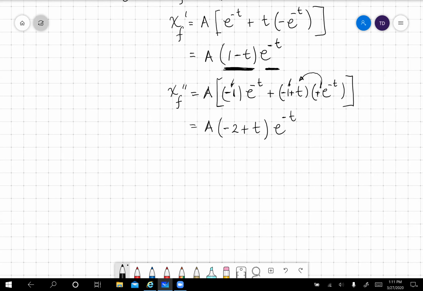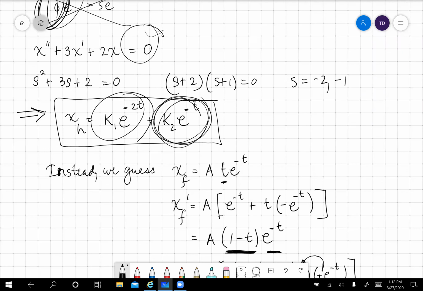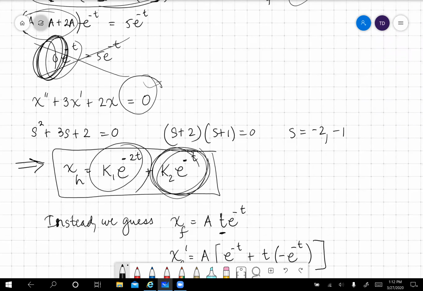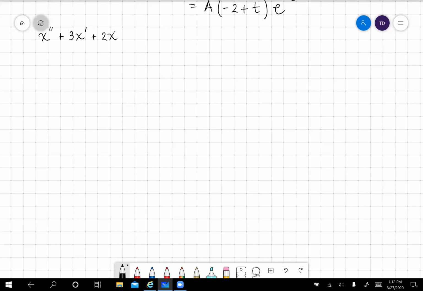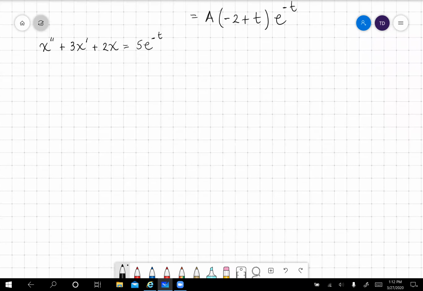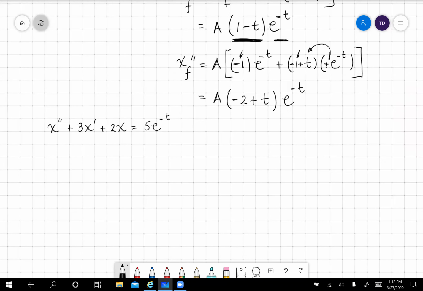So as a reminder, the differential equation looked like x double prime plus 3x prime plus 2x. And all that from the beginning was 5. If you remember, it was 5 e to the minus t way back here. So that equals 5 e to the minus t. Now just slide this down. So I have my 3 terms to substitute in.